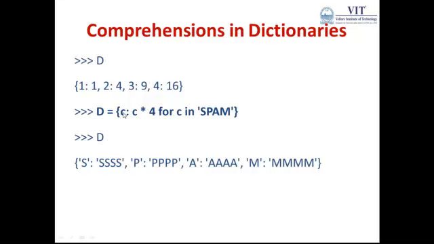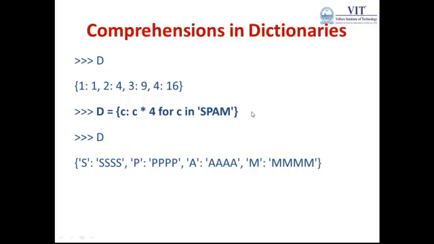C is my first one. So currently C is identified as S, giving S colon S star 4. The star operator is for repetition, so it will be repeated 4 times. S colon S 4 times is the first item. My S is the key, and the value is 4 times S. Likewise, go to the next iteration. The second character of the range is P, so P colon 4 times P. Likewise, for the next iteration, A colon 4 times A and M colon 4 times M.